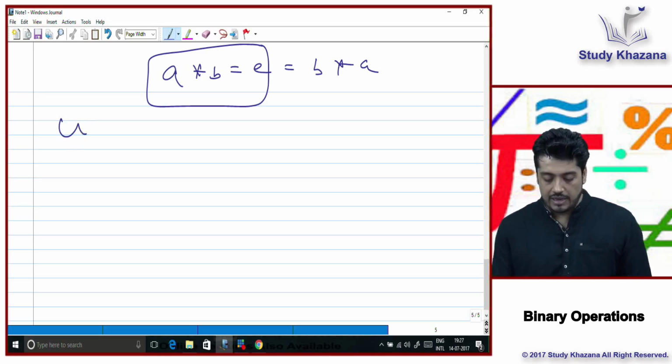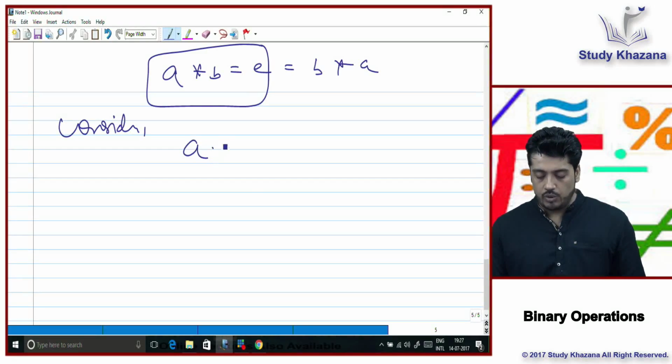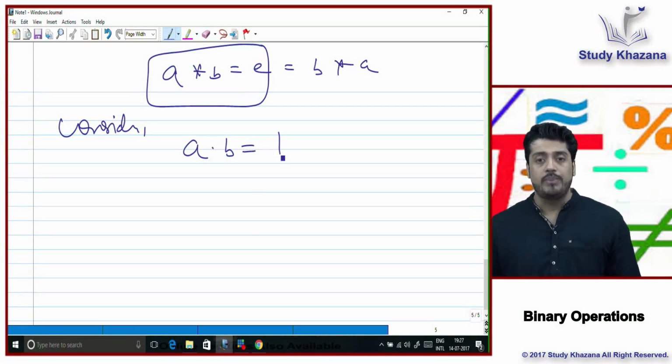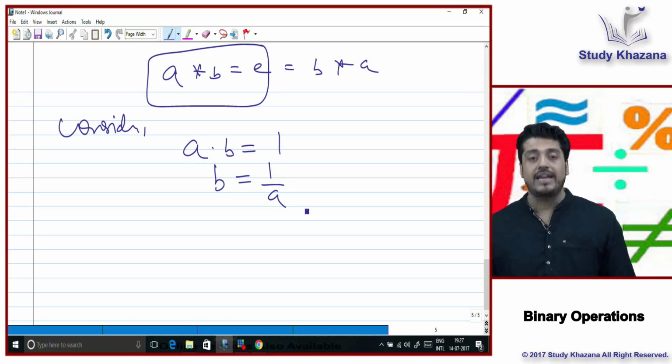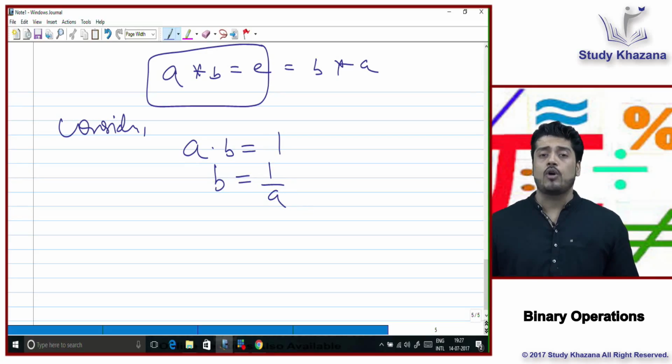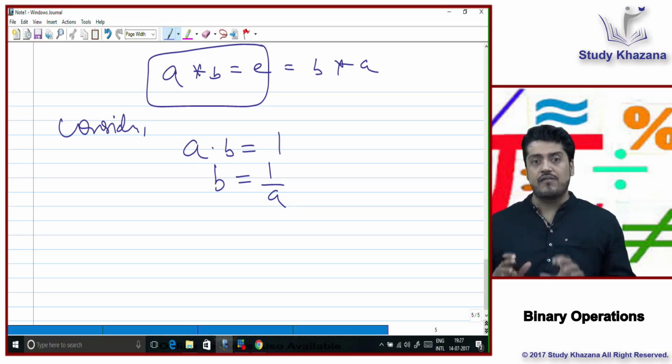So now consider A star B equal to E. What does A star B equal to E give rise to? A dot B equal to 1. Now this implies the choice for B is 1 by A. Now clearly, because A belongs to Z star and Z star contains all non-zero integers, one thing is pretty sure that A cannot take value 0. So therefore 1 by A is a well-defined term. But I have to make sure that it should again belong to Z star.